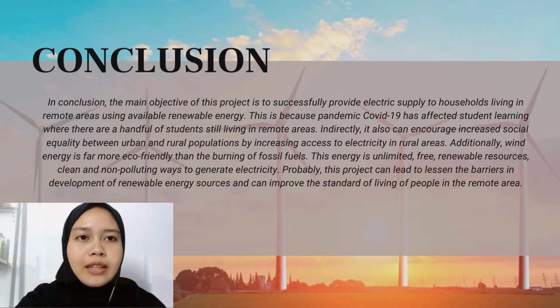In conclusion, the main objective of this project is to successfully provide electric supply to households living in remote areas using available renewable energy. This is because the COVID-19 pandemic has affected student learning, where there are a handful of students still living in remote areas. Indirectly, it can also encourage increased social equality between the urban and rural population by increasing access to electricity in rural areas.